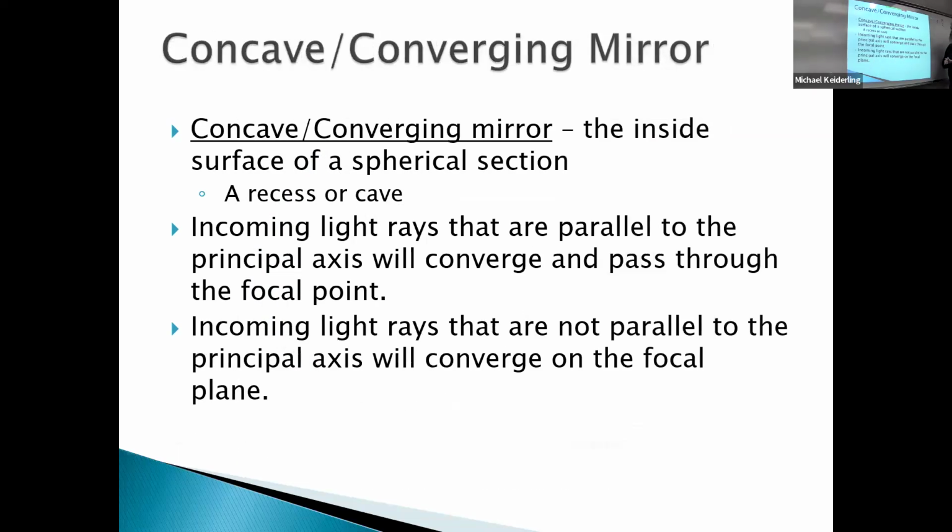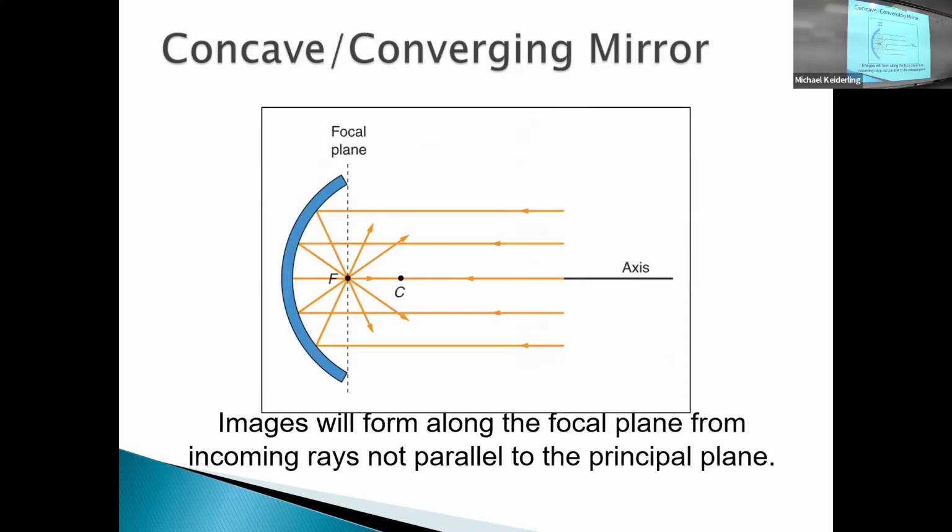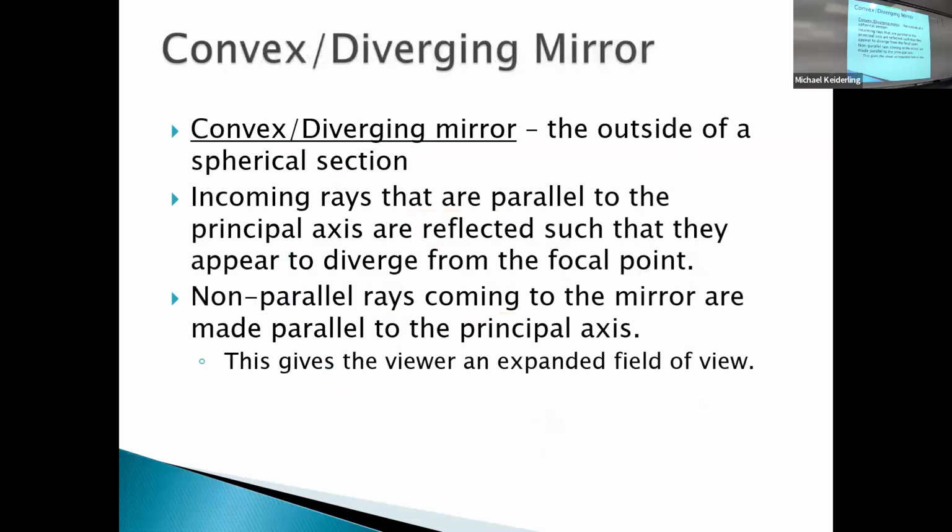For a concave or converging mirror, you're looking at the inside surface of a spherical section. It's a recess or a cave. Incoming light rays that are parallel to the principal axis converge and pass through the focal point. Incoming light rays that are not parallel to the principal axis will converge on the focal plane. So here you have light rays converging, and they'll form across the focal plane from incoming rays not parallel to the principal axis.